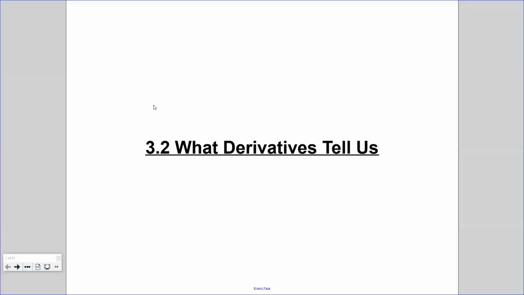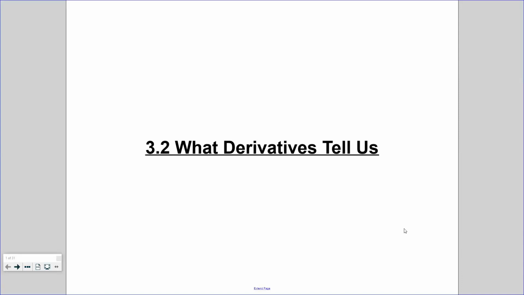So with 3.2, we are continuing our unit on applications of derivatives. Again, this is just very elementary calculus, with it being Calculus 1. So the level of applications we are getting involved with is very little. We're just dipping our toes in the water, getting an idea of what some of the applications are.